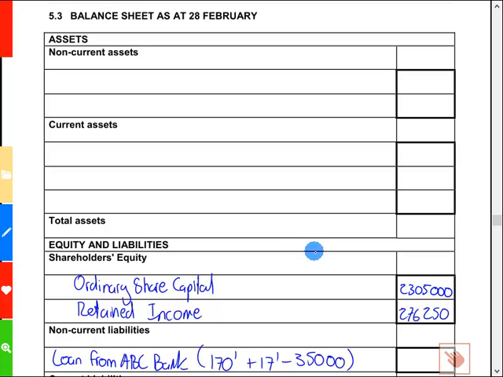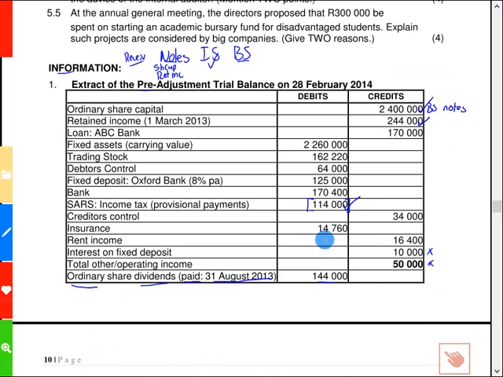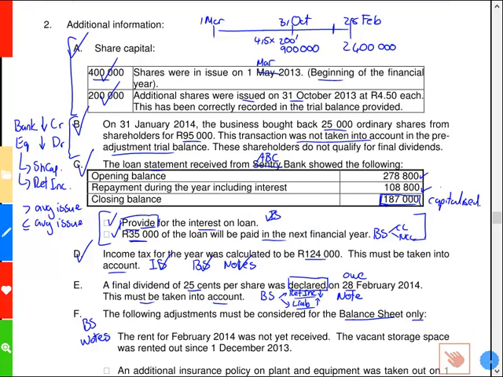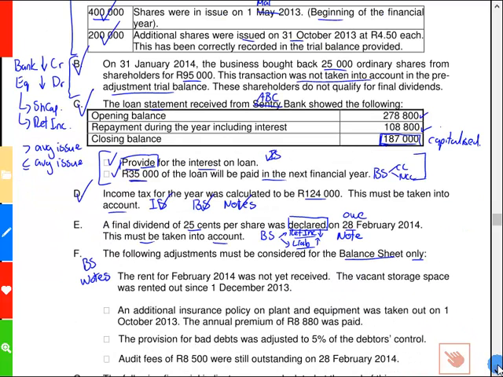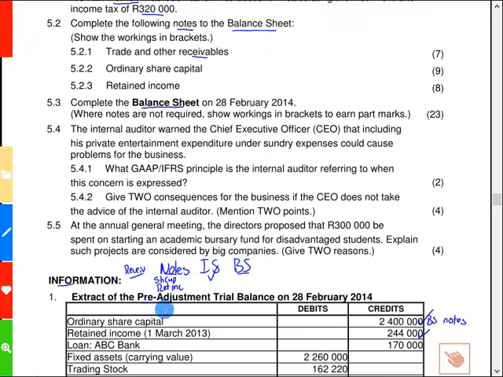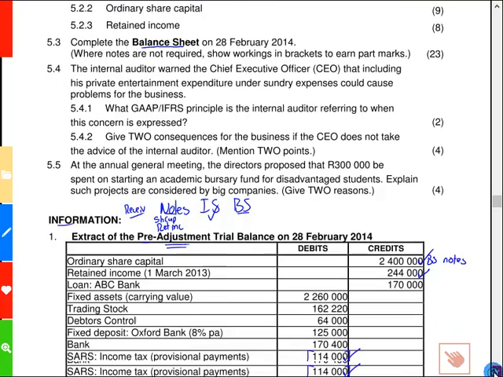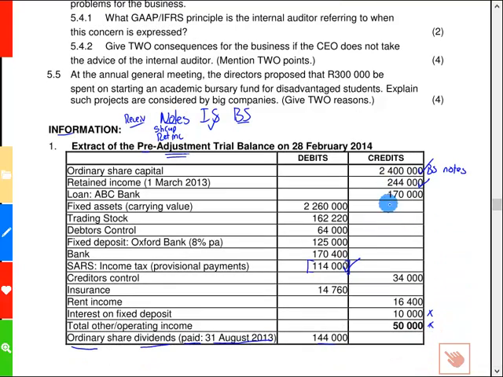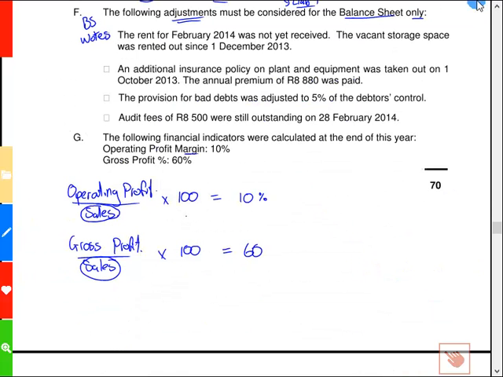Right. Good. Now we can go back to our information. What were we busy doing? We were busy going through the additional information here. So we've dealt with point number E, and now we're getting to point number F with another few adjustments, which makes sense because we kind of expected that, because we were given the pre-adjustment trial balance. Whatever we see in the pre-adjustment trial balance is not actually the true picture, so we need to adjust this so that it reflects the true picture. So we're going to take them one by one.